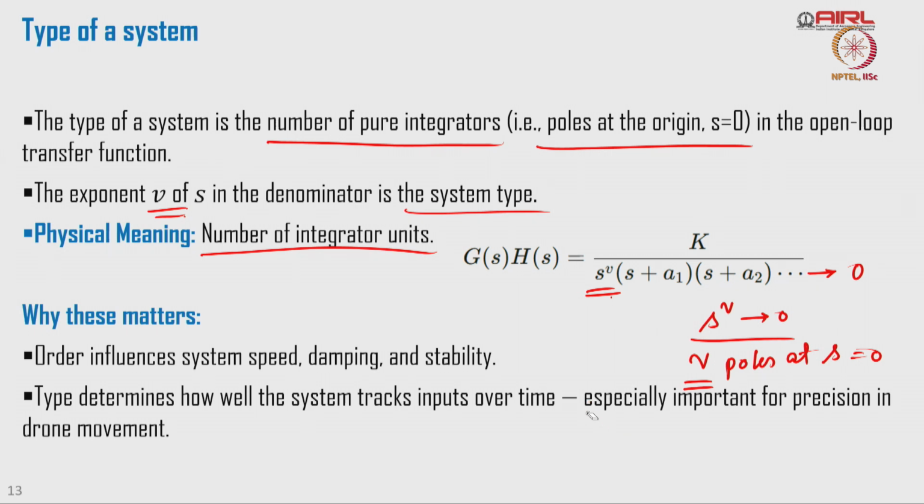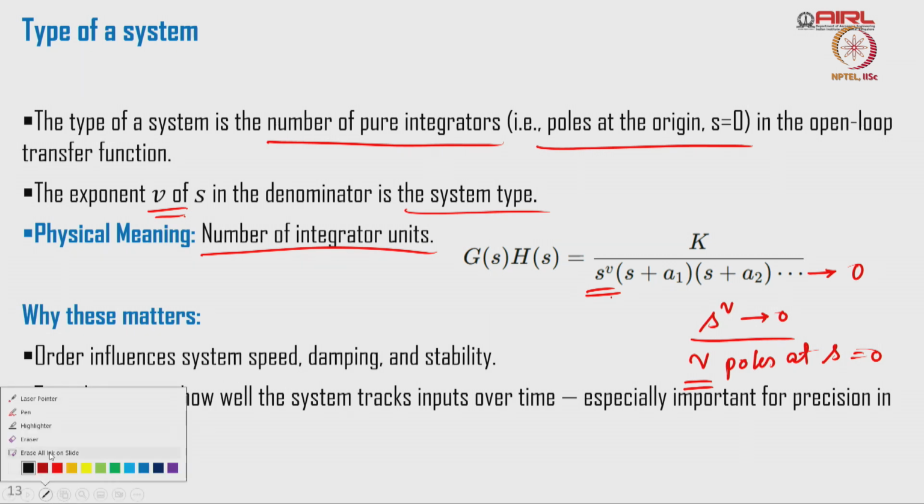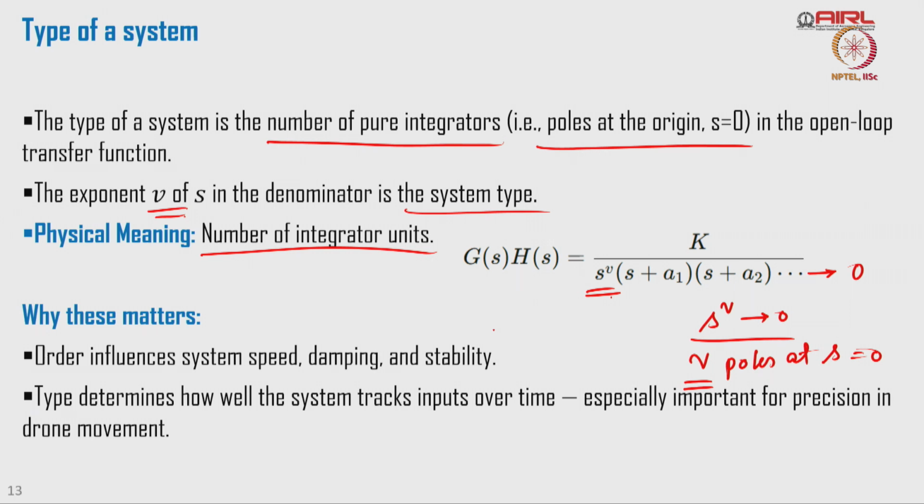So, why do order of the system and type of the system matter? Order influences the system speed. Then damping and stability will be covered in transient response. Then type determines how well the system tracks input over time. These are very important concepts in control systems, and when we talk about transfer function, we have to identify from the transfer function what is the order of the system and what is the type of the system.